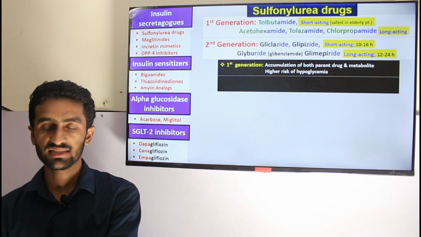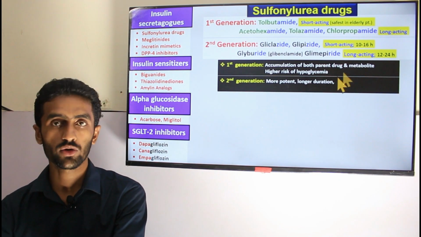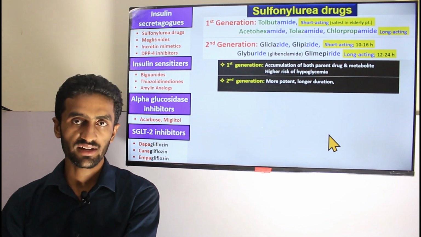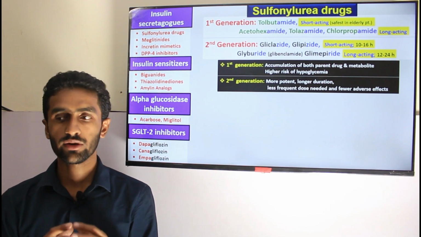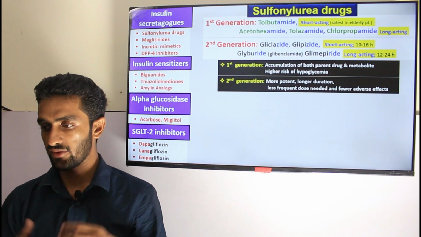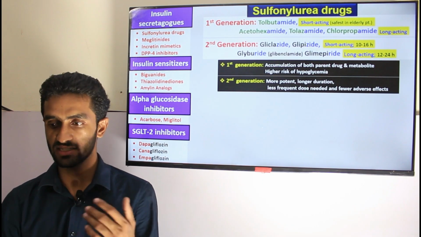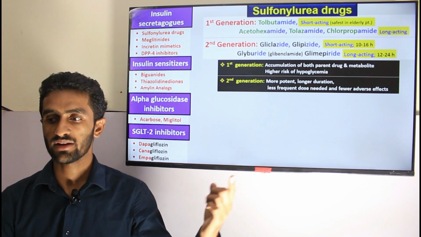While in the second generation, they have some beneficial points. Number one, they are more potent, meaning less dose is needed, and they have longer duration of action, so less frequent doses are needed, and they have fewer adverse effects as compared to the first generation. So that's why the second generation is preferred over the first generation.